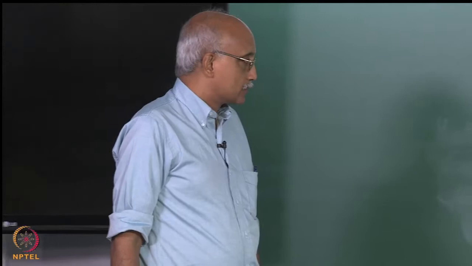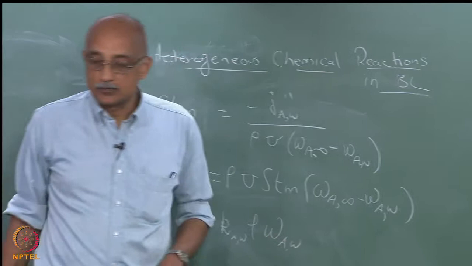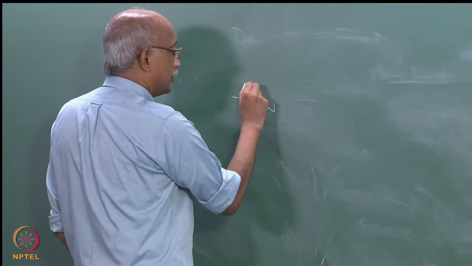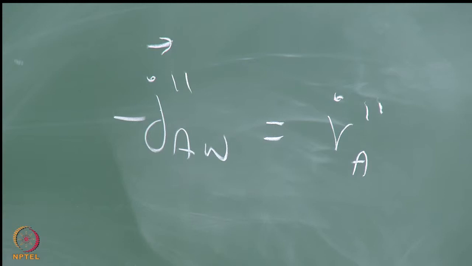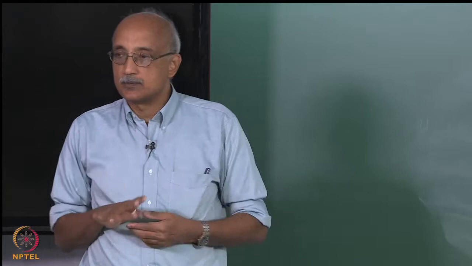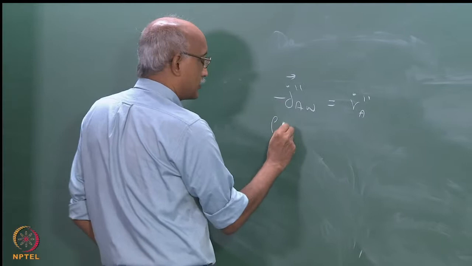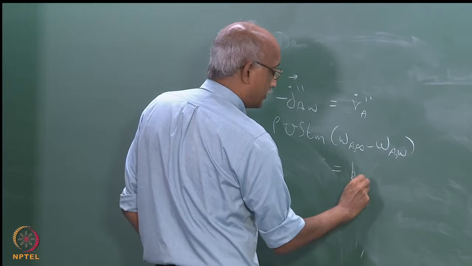So, how do you actually calculate the corresponding fluxes here? How do you calculate the values of omega_AW and omega_A infinity, and therefore the deposition flux? You do that by assuming a jump condition at the substrate. In other words, you assume that minus J_AW double prime equals R_A double prime. Okay, it is called a jump condition because it establishes an equality between two values that exist on either side of the boundary. And so, when you do that, you basically obtain rho times u times St_M times (omega_A infinity minus omega_AW) equals K_AW rho omega_AW.